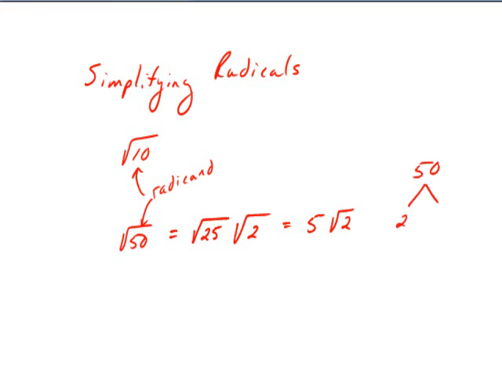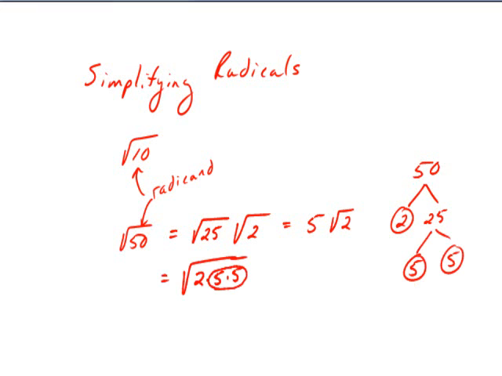50 can be written as 2 times 25. 2 is a prime number. 25 can be factored down into 5 times 5. So the square root of 50 can be written as 2 times 5 times 5 in prime factored form. Since I'm talking about the square root in this case, I can take out 2 of the 5's that are inside the square root and bring them outside of the radical sign as a single 5. In other words, the square root of 25 is 5.